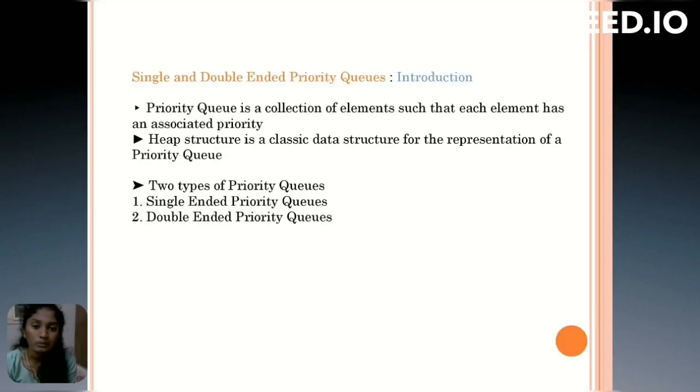A priority queue is a collection of elements such that each element has an associated priority. Heap structure is a classic data structure for the representation of a priority queue. There are two types of priority queues: single-ended priority queues and double-ended priority queues. Now let me see about single-ended priority queues.